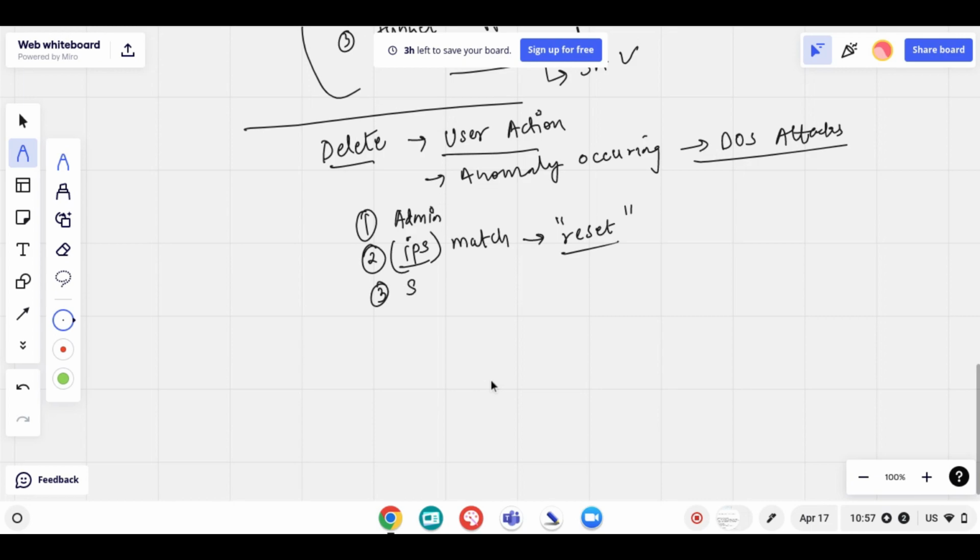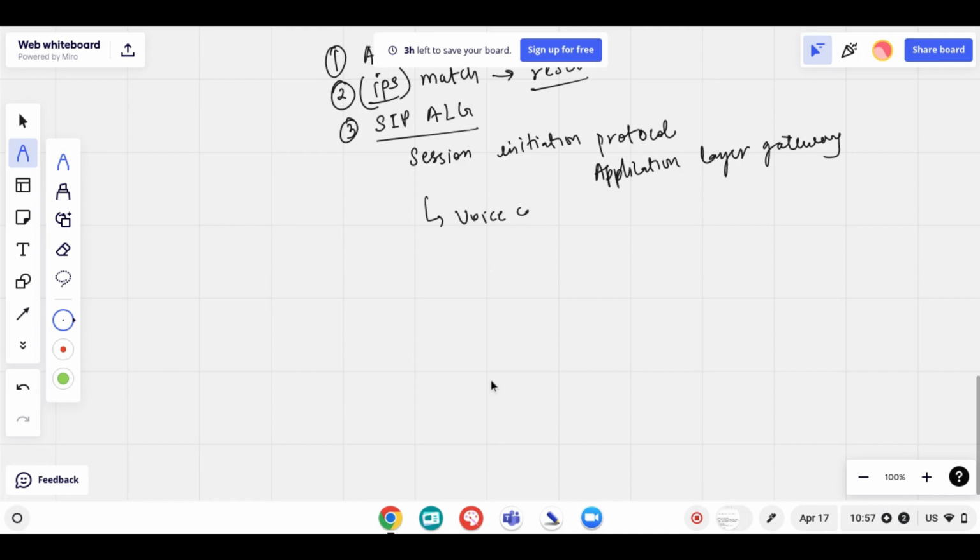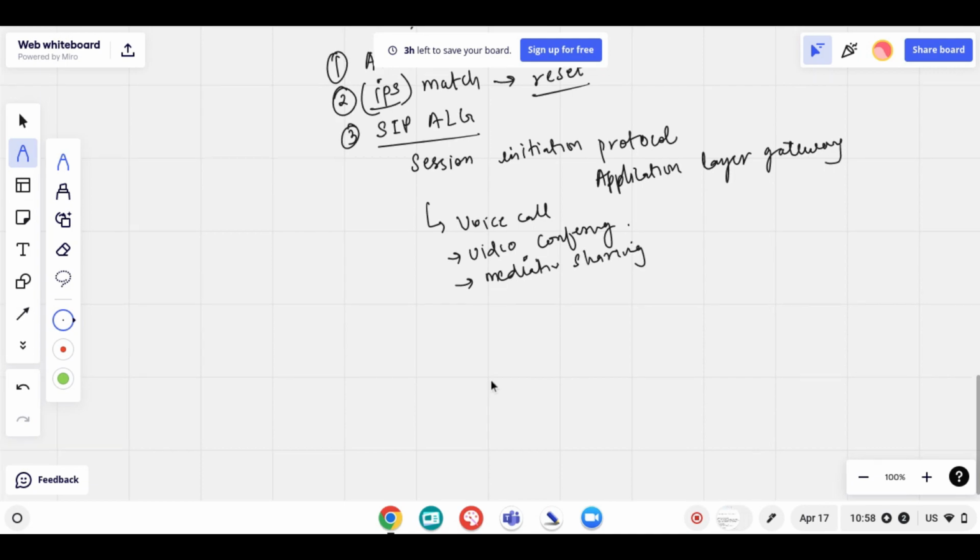Now the third thing is SIPALG. This is a very important topic, I think nobody has covered it before. SIP is Session Initiation Protocol, ALG is Application Layer Gateway. This is basically a feature that is used in voice calls, in video conferencing, and media sharing.